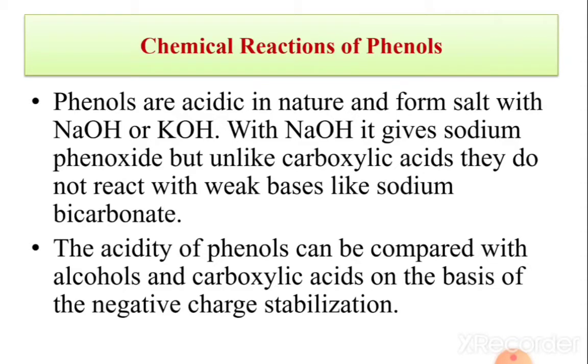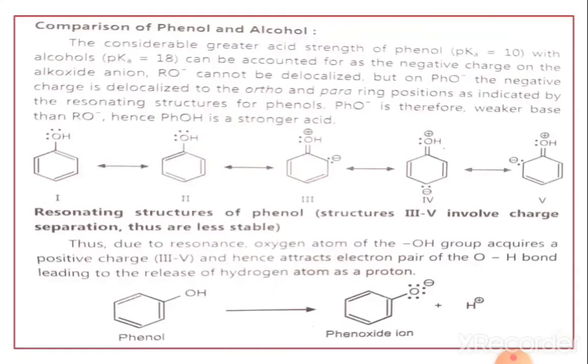The acidity of phenol can be compared with alcohol and carboxylic acid on the basis of negative charge stabilization. That means if we compare the acidity of phenols with alcohols and carboxylic acids, it is related to negative charge stabilization. First, we compare phenols and alcohols. Considering the greater strength of phenol, it has a pKa value of 10.